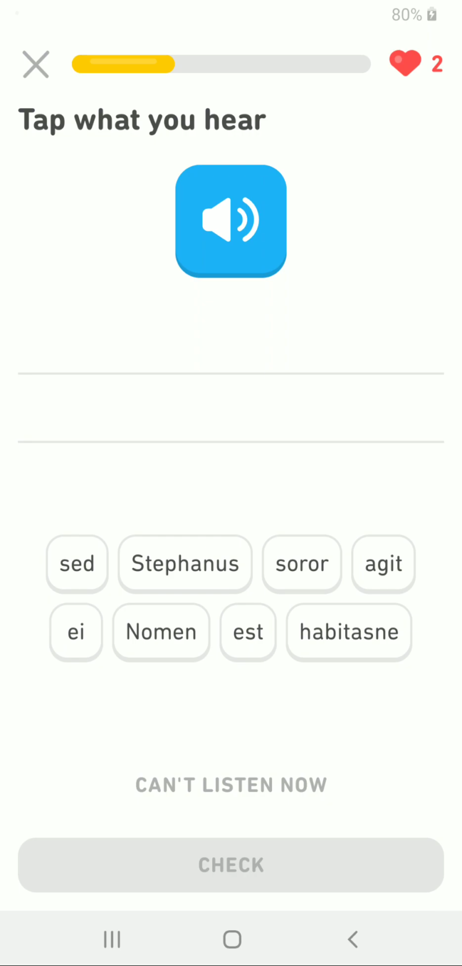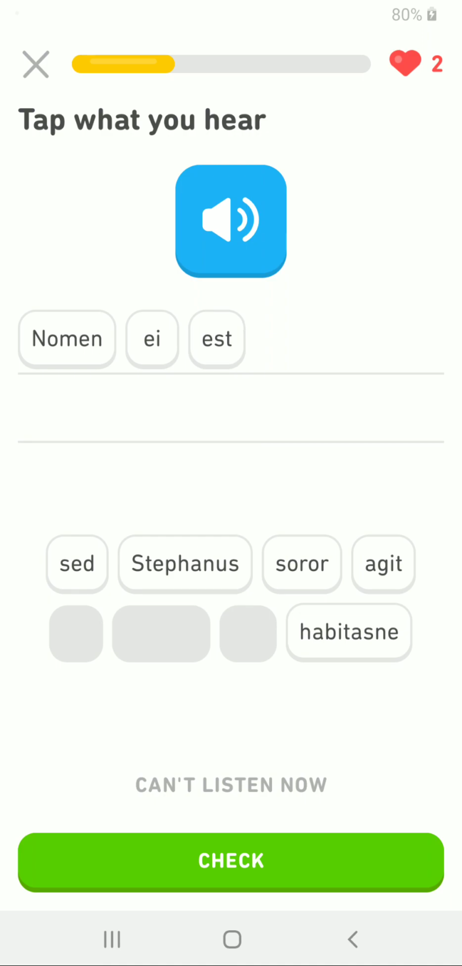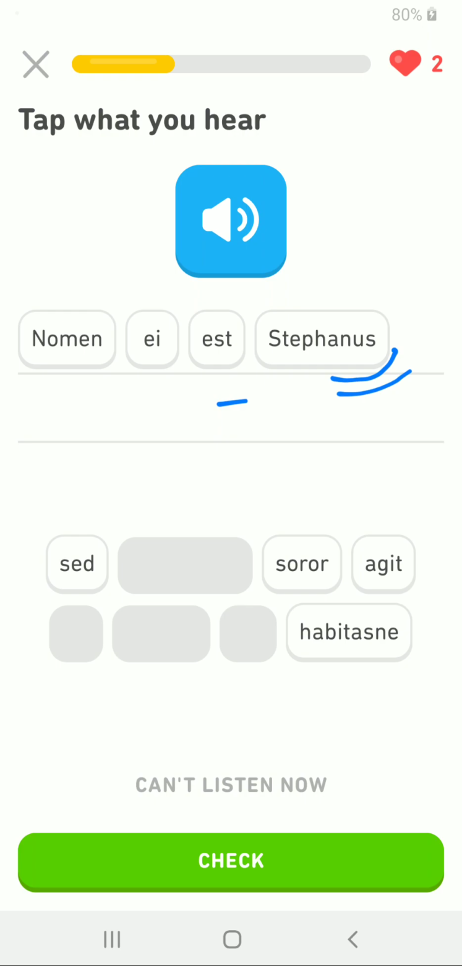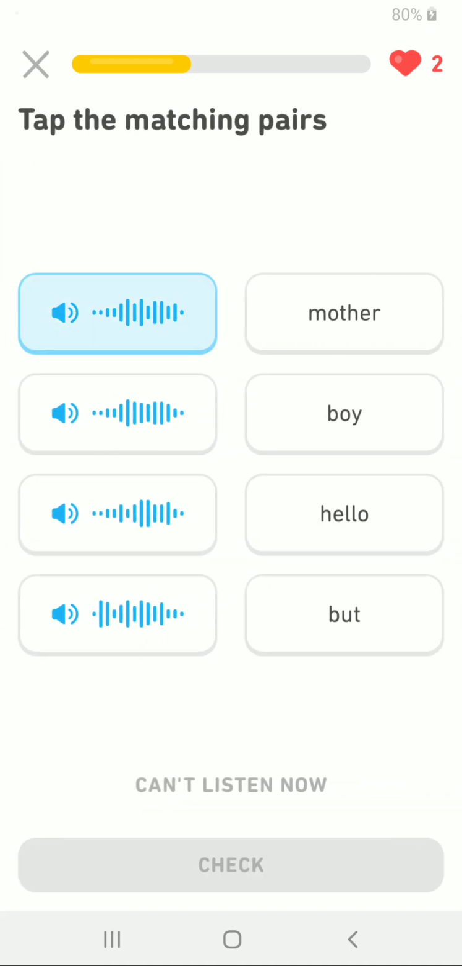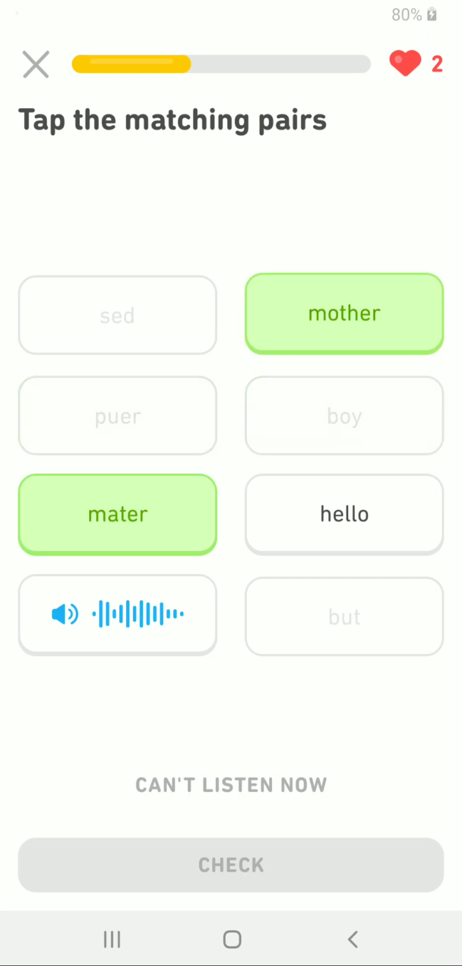Nomen ei est Stephanus. Stephanus is the name. It's not Stefan, it's Stephanus. Nomen ei. So what is ei? It's his or her, I think, but definitely his. Let's see this one. Sed. Puer, it's boy. Mater.